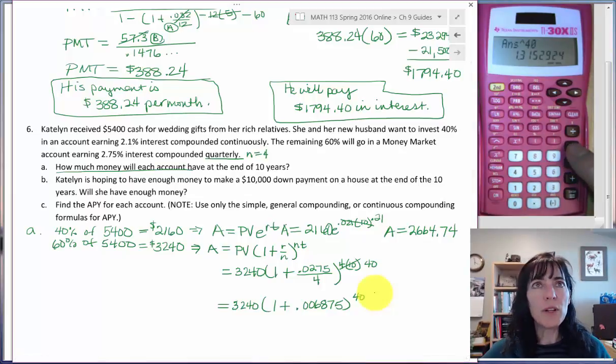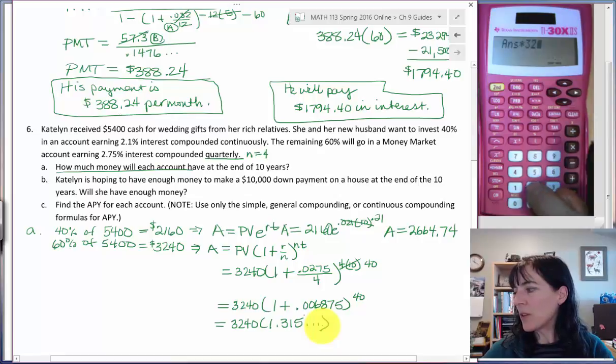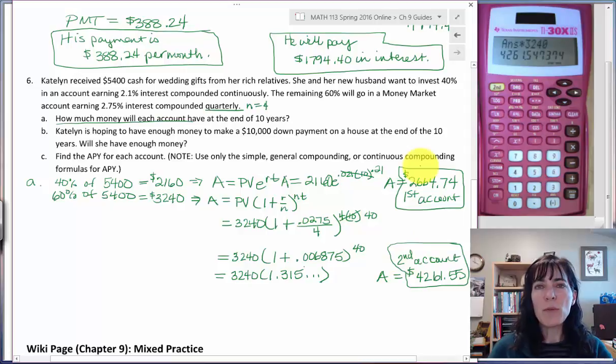And last thing I want to do, maybe write out one more line, there we go, then finally multiply by 3240. So that is going to give me an A of 4261.54, but then I have a 7 following, so that has to bump up to a 65. And the question was, how much will she have, how much money will each account have at the end of 10 years? So this will be 2,664.74, this will be 4,261.55, and this one is in the first account, and this will be the second account. That's how much each account has.